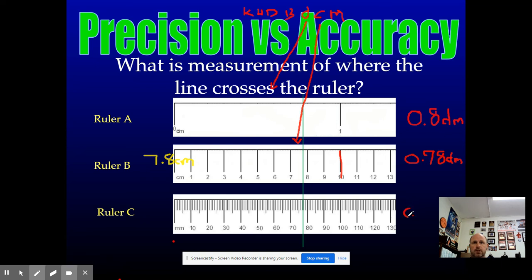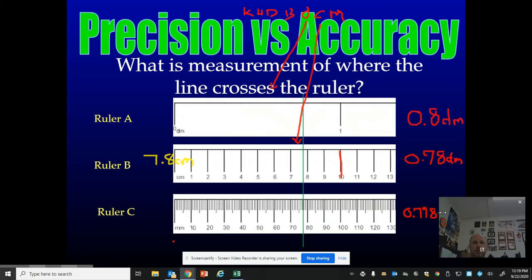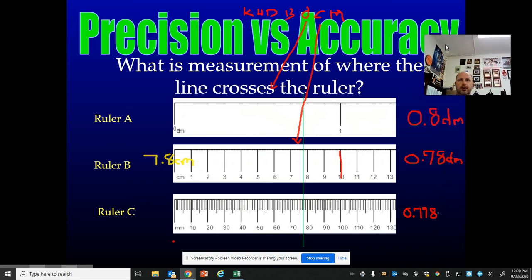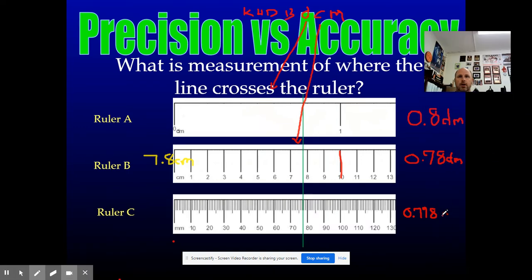0.7. And now here it's between the 5, the 6, and the 7, so it's between 0.78 and 0.79. It's 0.78, and it's not letting me write it out. Oh, I can do this, maybe. It's not letting me write down here. Oh, I can do that. Decimeters. So 0.778 decimeters according to this ruler.